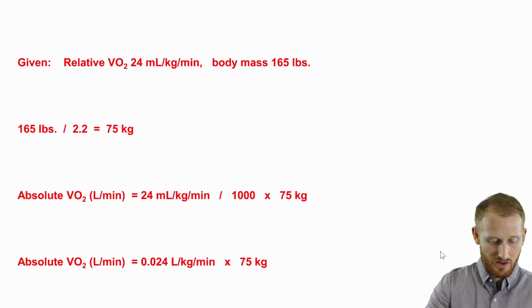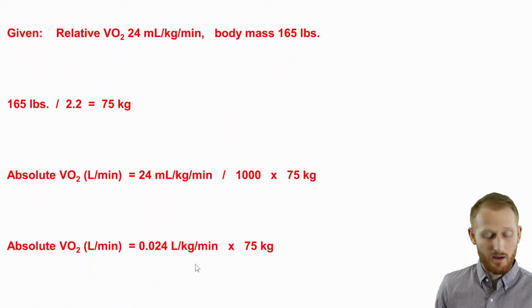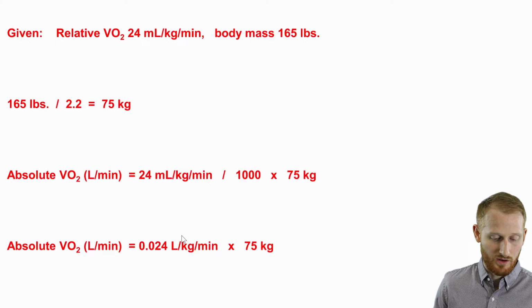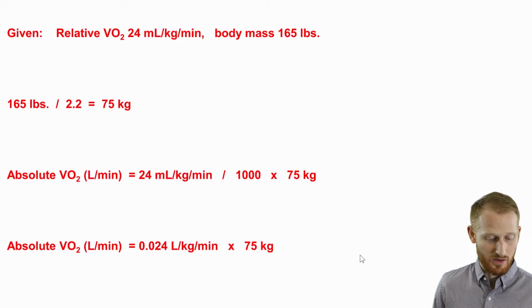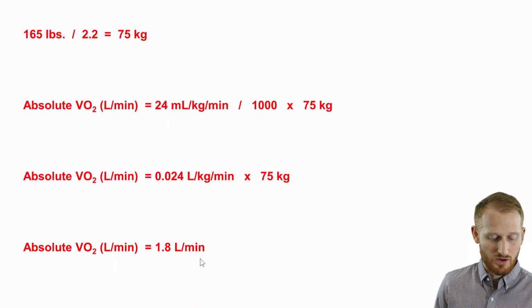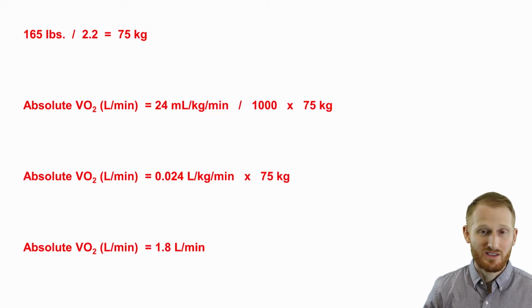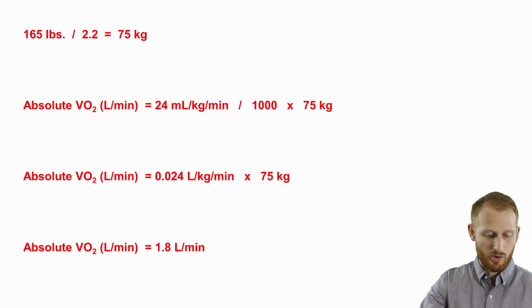So first, let's do the division by 1,000. That's going to give us 0.024 liters of oxygen per kilogram of body mass per minute. And then you're going to multiply by the 75 kilograms in order to get rid of the kg from that part of the equation. And we end up with an absolute VO2 of 1.8 liters per minute. So first off, you can tell him his absolute oxygen consumption is 1.8 liters per minute.